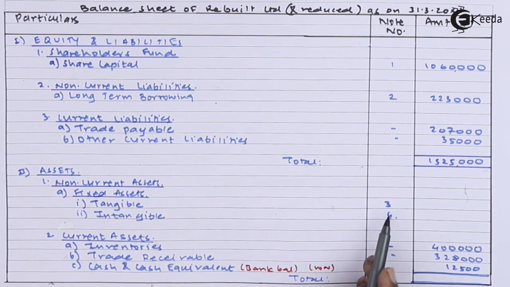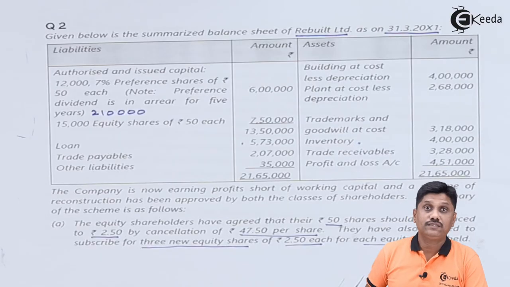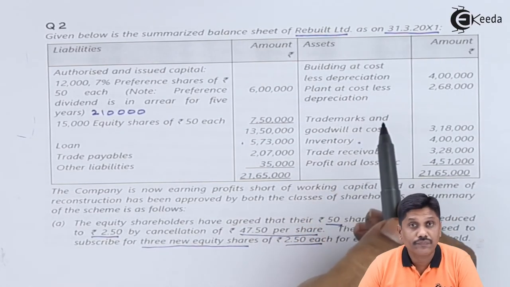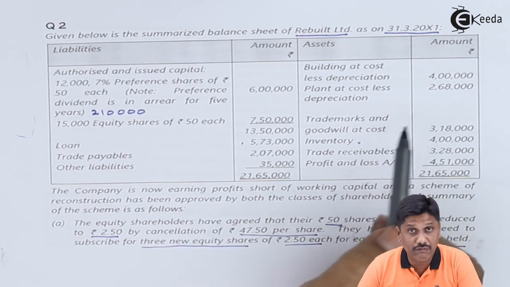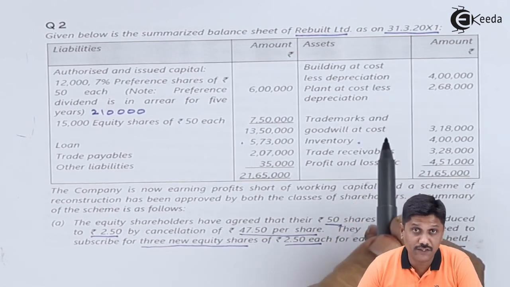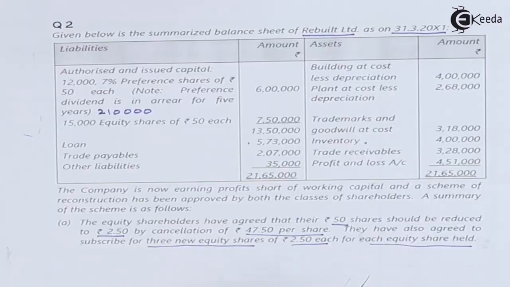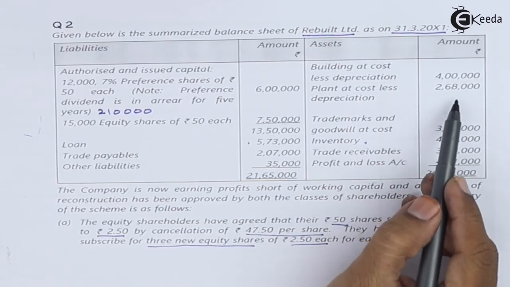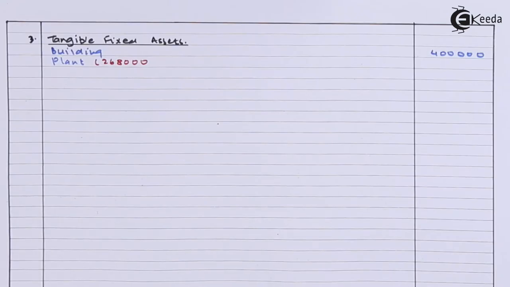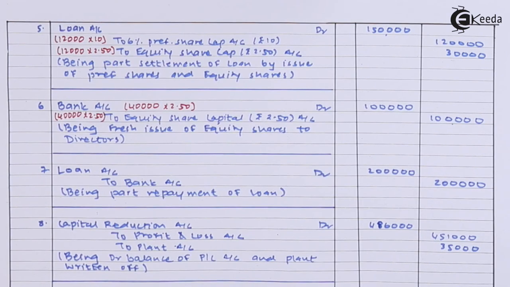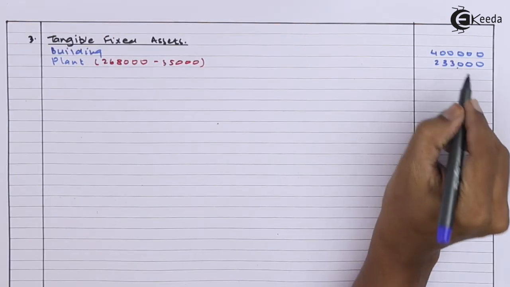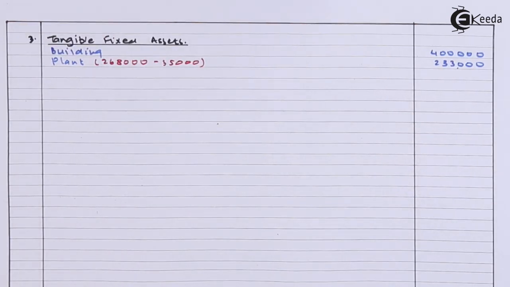Next, we have to prepare a note for tangible fixed asset and intangible fixed asset, note number 3 and 4. Friends, you can notice there is a building. There is no change in the building amount in our entries. So building I will copy as it is, 4 lakhs. Next is plant. In balance sheet, plant amount is 2,68,000. Let us see the entry which affected the plant account. Friends, entry number 8, plant account is credited. So I will minus it, 2,33,000. So I will take a total of this, 6,33,000. This 6,33,000 I will place in my balance sheet.